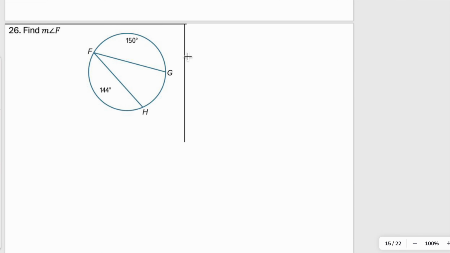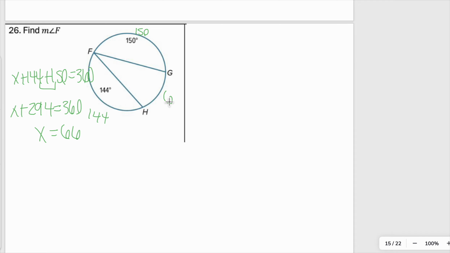And then 26 starts with our matching arcs. So if we have 150 degrees here, 144 degrees here, I can find this matching piece first, and then that can help me find the inscribed angle. So x plus 144 plus 150 equals 360. I'm adding these 144 and 150 together, I get 294. And then subtracting that from 360, I get x is equal to 66.